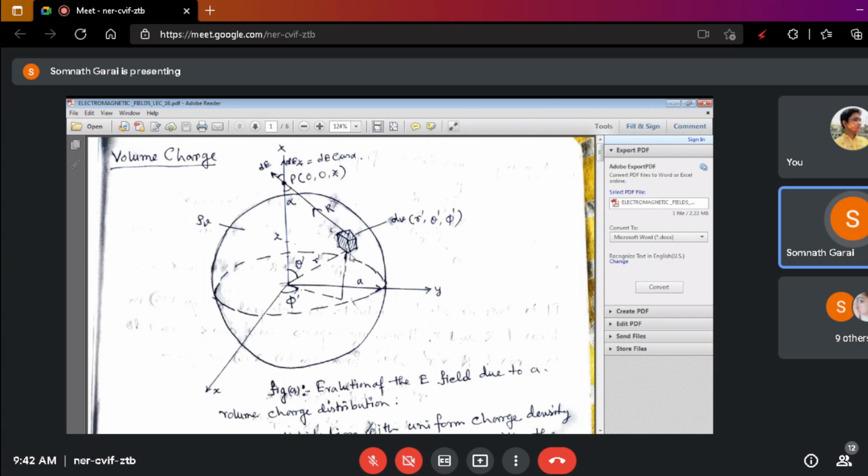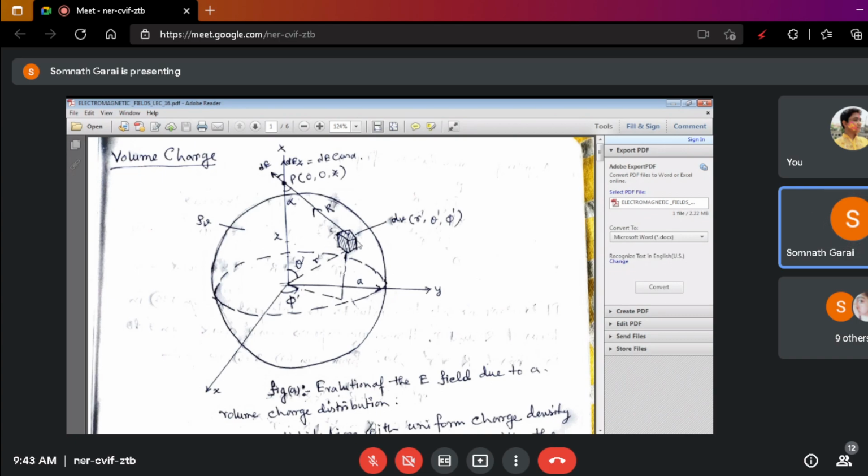The horizontal angle is phi dot, and the vertical angle is theta dot. So this volume dv is situated in the sphere, with differential volume dv and coordinates r dot, theta dot and phi dot.